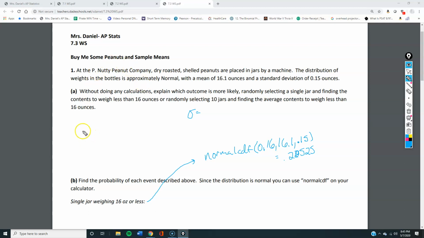But now what about the 10 jars? So this one, everything else is the same. You're doing normal CDF from 0 to 16. The mean is still 16.1 because that hasn't changed. But now standard deviation, I have to do 0.15 divided by square root of n, because the bigger the sample, the smaller your standard deviation of the sample. When I plug that in, I get 0.0175. So that's much lower probability that if you select 10 jars, the mean is less than 16.